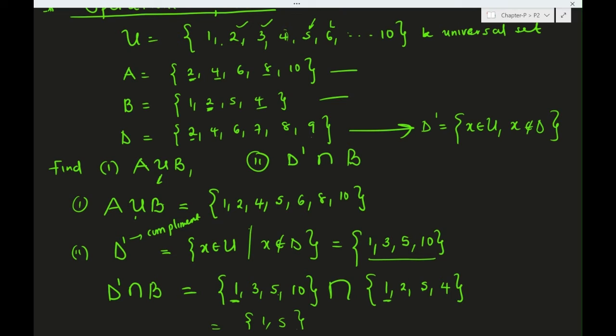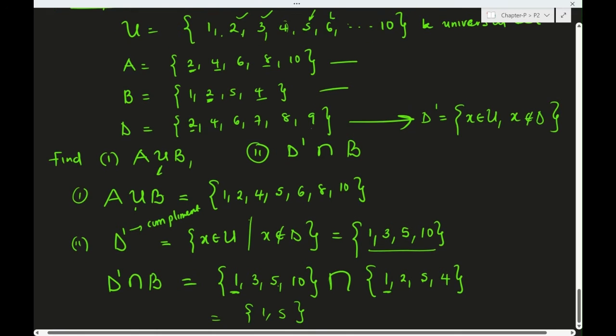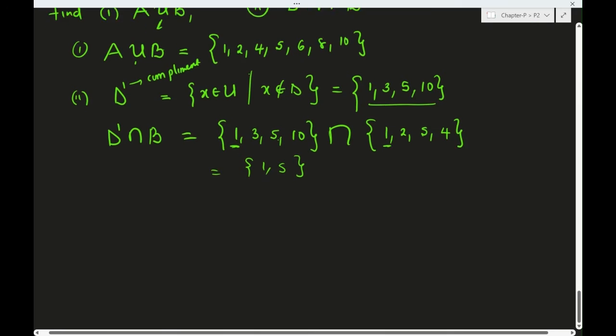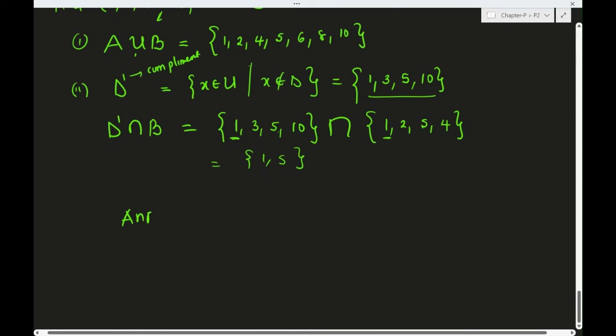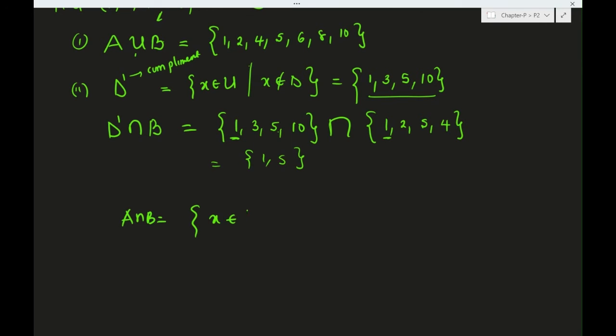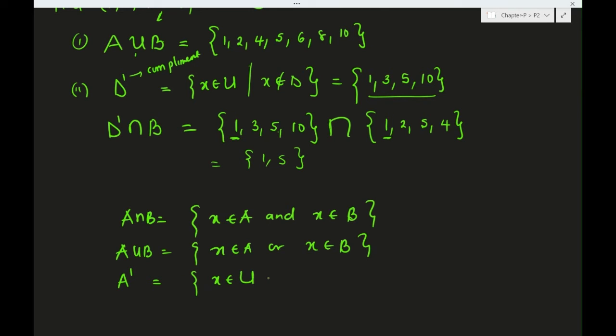So this is just a quick review on how to perform operations. Intersection means take what is common to both sets. If you have two sets, A intersection B, what does it mean? You take elements that are in A and in B. If you need A union B, you take elements that are in A or elements that are in B. Then if you need A prime, which is the complement, you take elements that are inside the universal set, but not in the set itself.